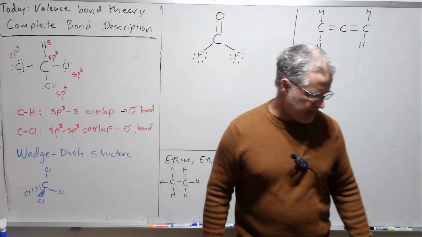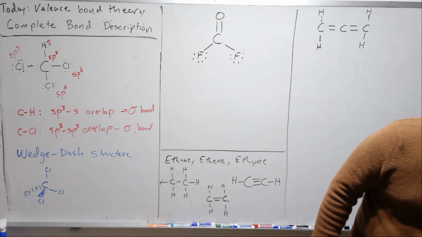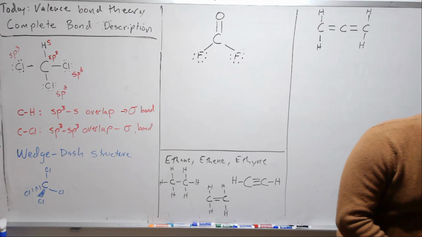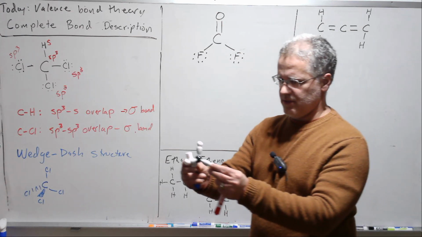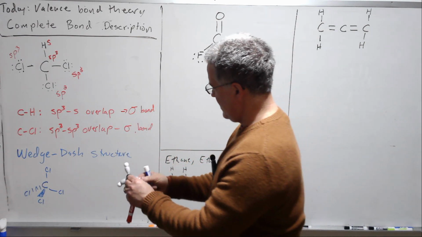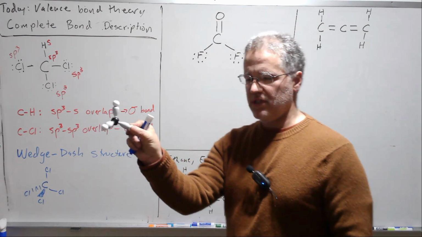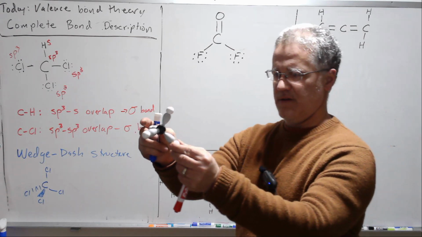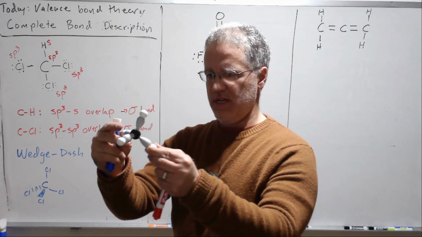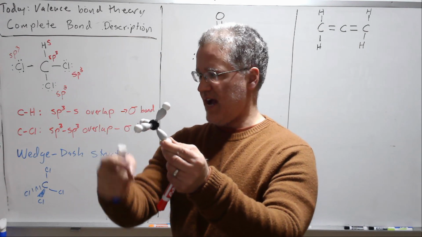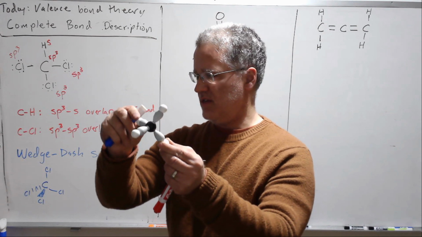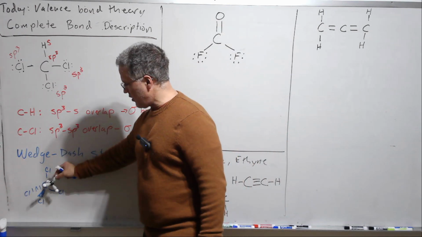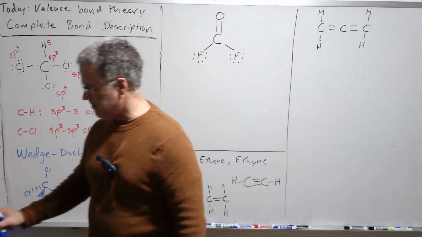So let's look at this now. In 3D space, that would look like this. So I've got these two bonds in the plane of the board, this one coming out at you, and then this one going out, coming back at me. So this is the orientation that we are representing with this wedge dash diagram.